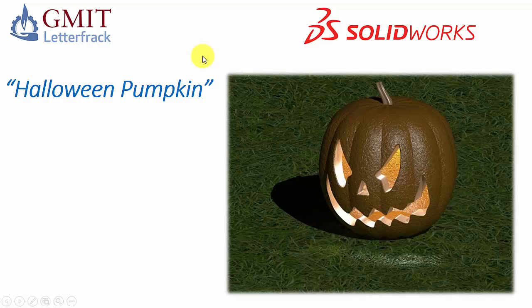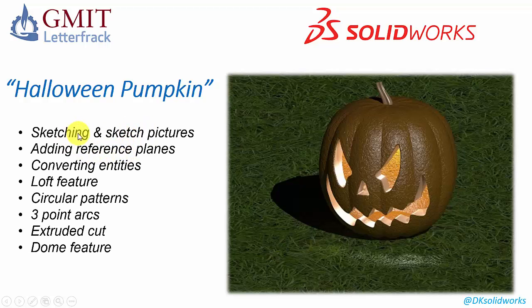So this is the project we're going to work on. It's a Halloween pumpkin and the features we're going to cover are some sketching and some sketch pictures. We're going to use a lot of reference planes to set everything up just right. We're going to use the convert entities feature to make sure we can cut down on the work. We'll draw one curve rather than 36 in this case. We're going to use the loft feature, a circular pattern.